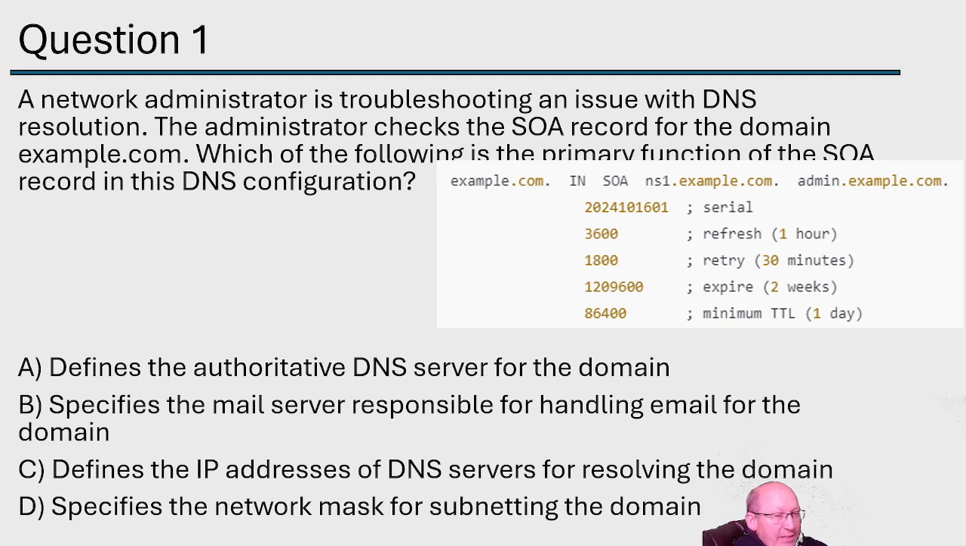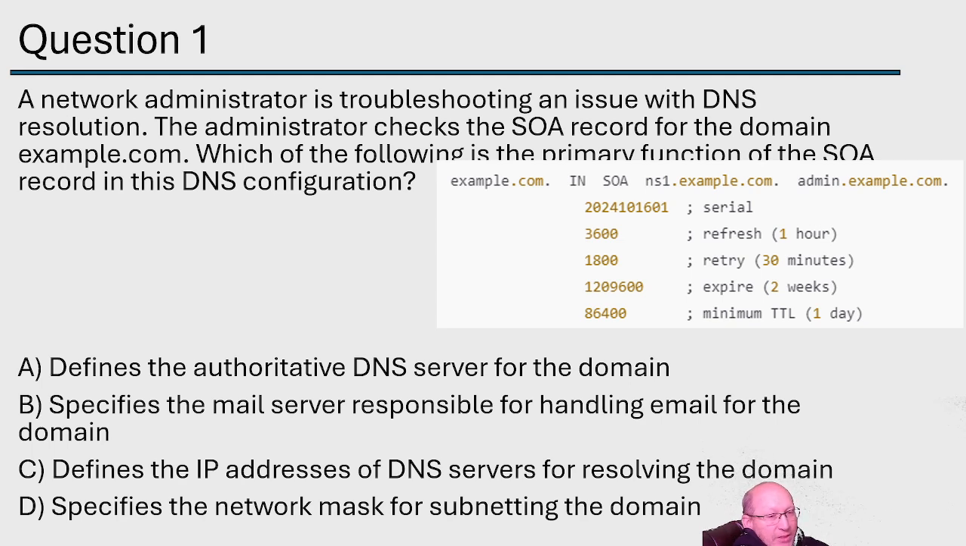Did that give you a hint? Does that help you out a little bit? Do you think maybe you've got it a little bit different? I feel like I've already answered it for you, but let's go through it. D specifies the network mask for subnetting the domain. No, that would be the CIDR.